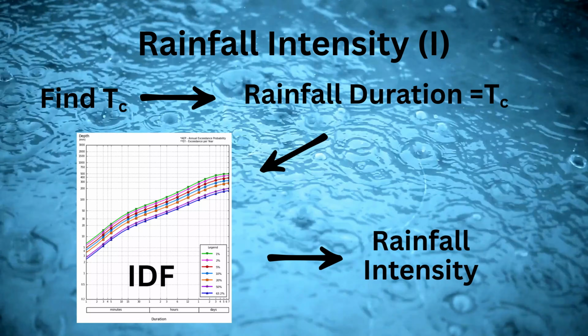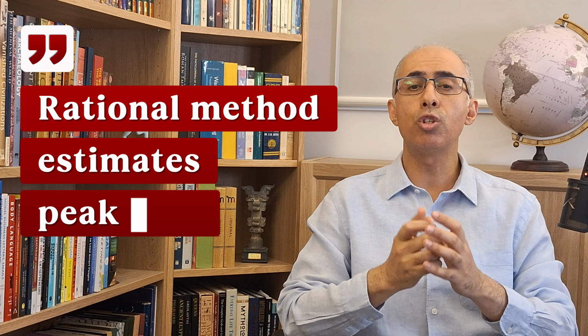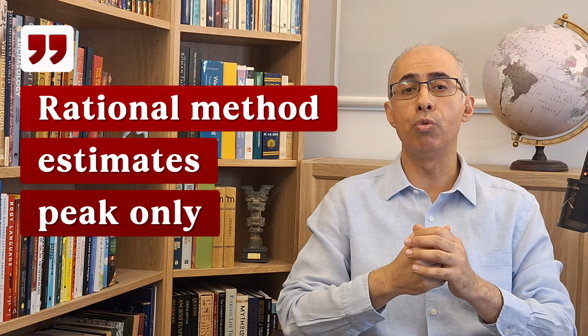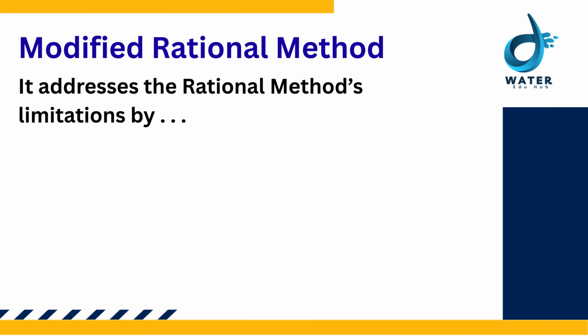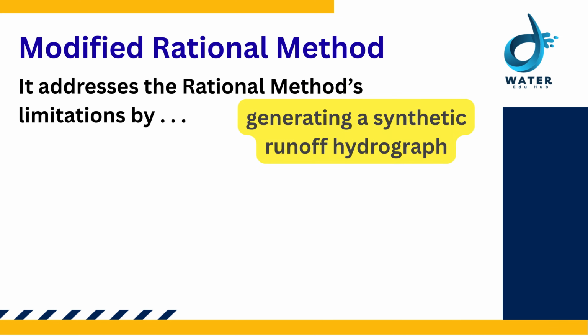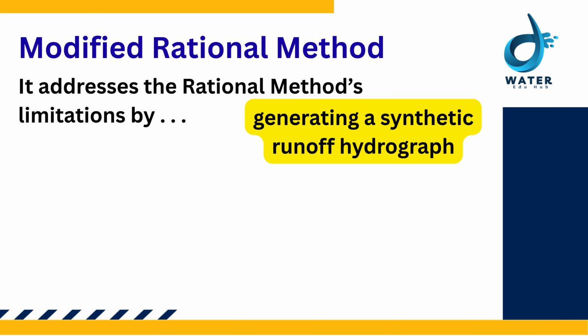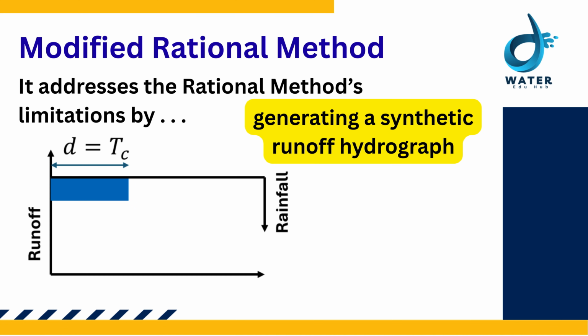The standard rational method is naturally limited because it estimates only the peak discharge and provides no information about the temporal distribution of runoff. As a result, it is not suitable for designing volume-dependent structures such as detention basins. The modified rational method was developed to address this limitation by extending the rational method framework to generate a synthetic runoff hydrograph. In this method, the runoff hydrograph from a storm with a duration equal to the time of concentration is assumed to be triangular.